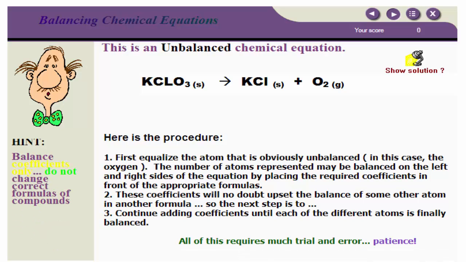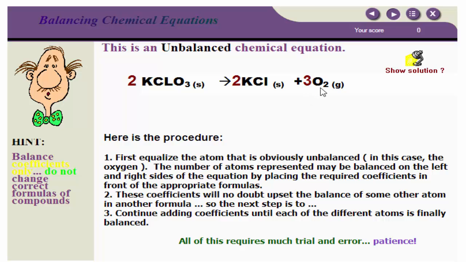This is an unbalanced chemical equation. So if you count oxygen on the product side, we've got 2 atoms. Oxygen on the reactant side, we have 3. That defies the law of conservation of matter. So we have to use coefficients to fix it. So the solution: put a 2 coefficient in front of potassium chlorate, 2 in front of potassium chloride, and a 3 in front of oxygen gas.